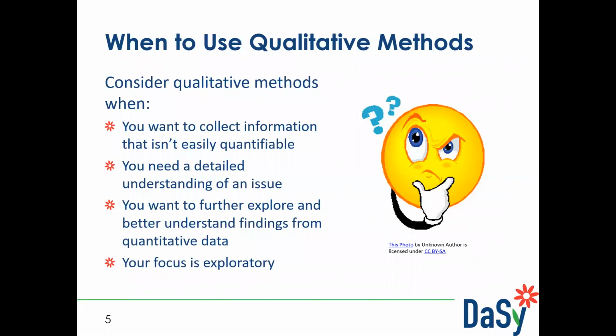to gather rich information that can help you understand what's happening currently. Another time to use qualitative methods is when you want to further explore and better understand findings from quantitative data. Let's say that you administer a survey with program or school staff and you ask them, how often do you use particular state resources? And let's say you find out that they're not using them. You might follow up with interviews or focus groups to better understand why that's happening and use that data to improve those resources or improve how they're used, that kind of thing.